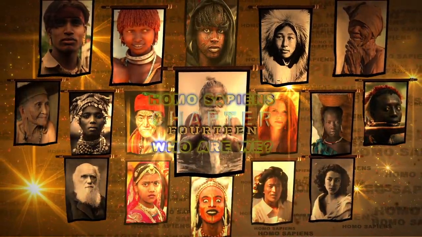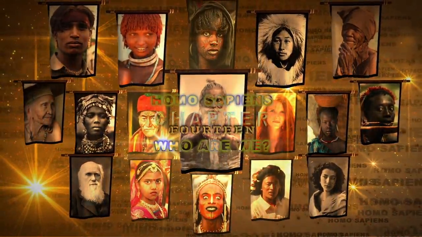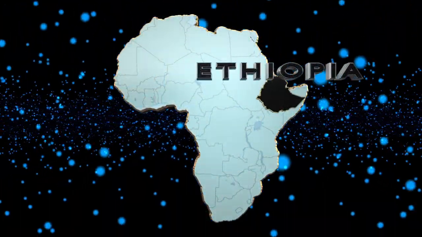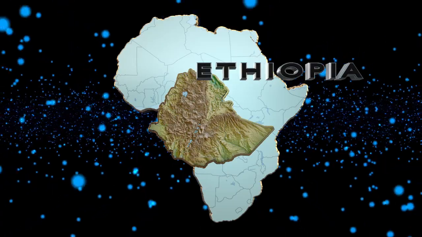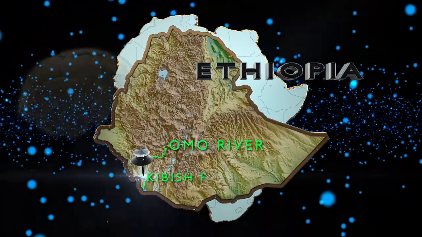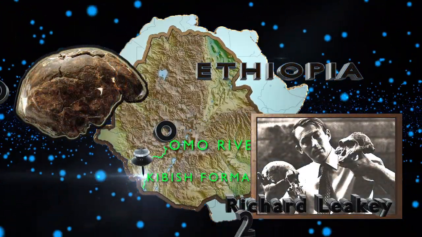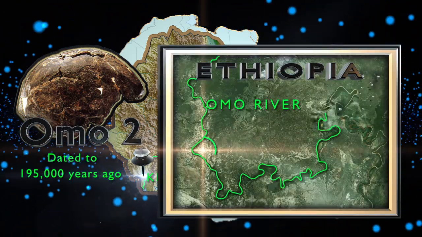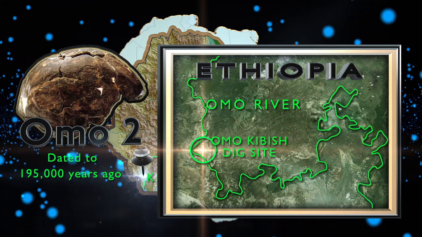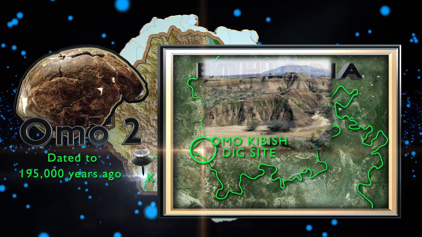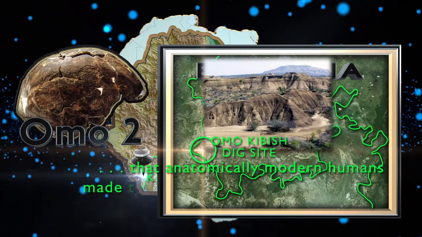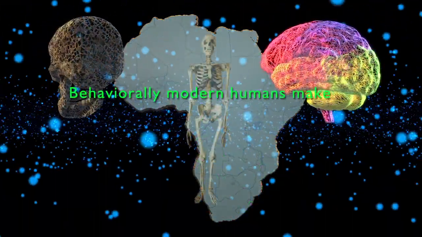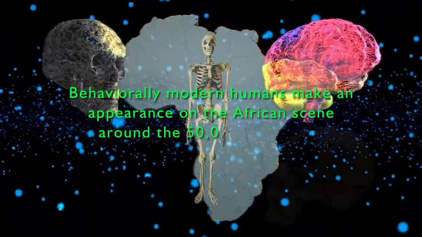Let's start with a quick overview of the evolutionary history of modern humans. The oldest fossils of modern humans were discovered in 1967 in the Omo Kibish Formation along the Omo River in southwestern Ethiopia by a research team directed by Richard Leakey. The fossils were dated to about 195,000 years ago. The Omo fossils are the earliest remains of anatomically modern humans discovered to date. Rounding a bit date-wise, we can say that anatomically modern humans made their appearance in eastern Africa around the 200,000-year mark. Behaviorally modern humans make an appearance on the African scene around the 50,000-year mark.